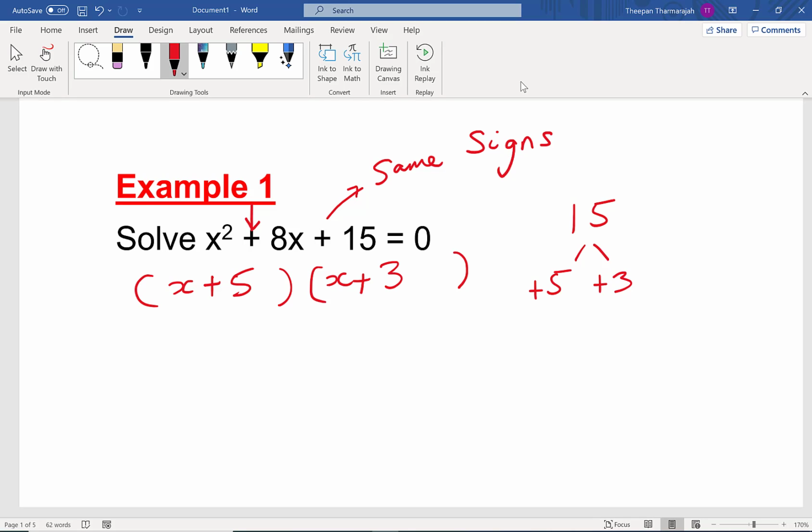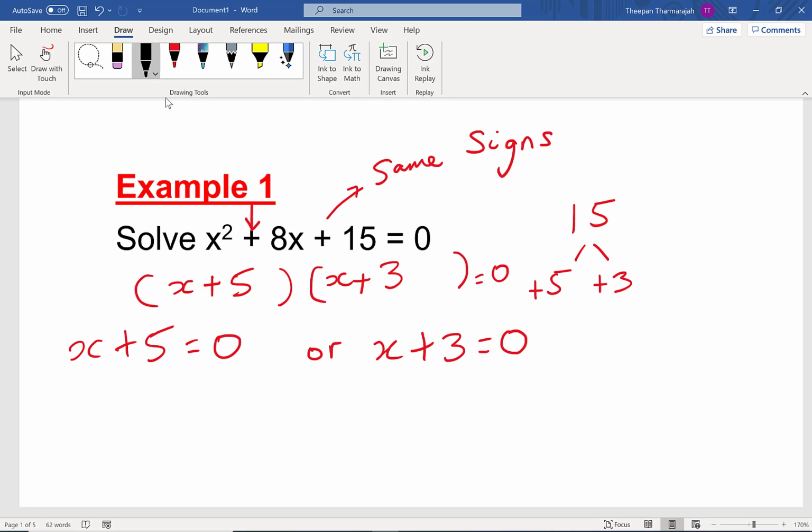Now when we solve a quadratic equation, the only difference is this will now be equal to 0. And when it's equal to 0, we make both brackets equal to 0. So we do x plus 5 equals 0, or x plus 3 equals 0. Like solving a linear equation, we do the opposite of plus 5, which is minus 5, on both sides of the equation. So we get x equals minus 5 as my first solution.